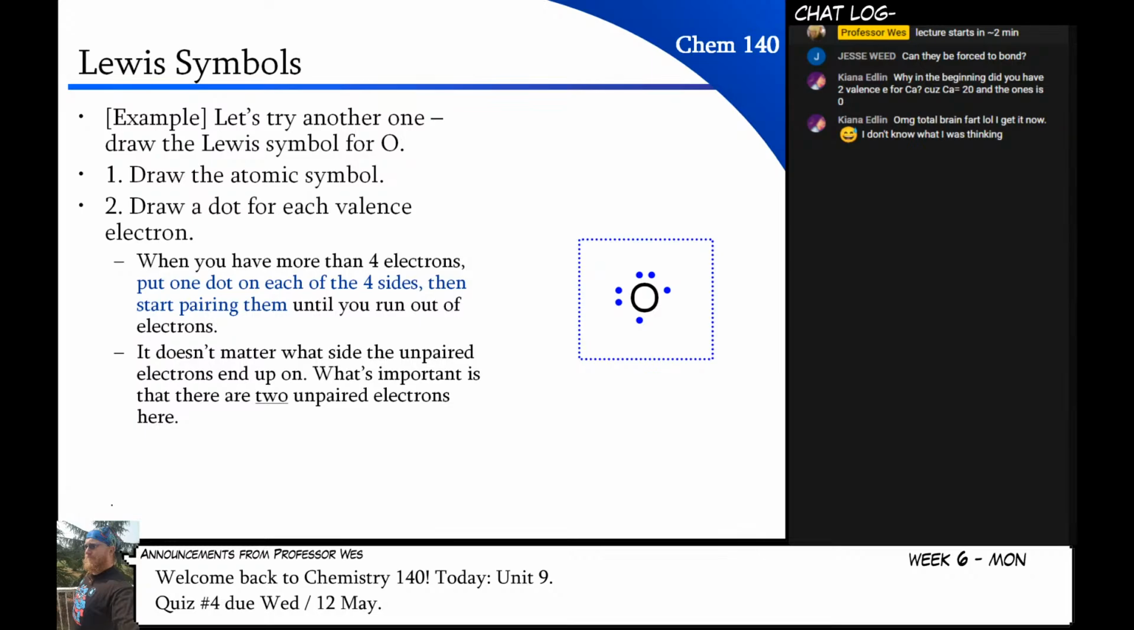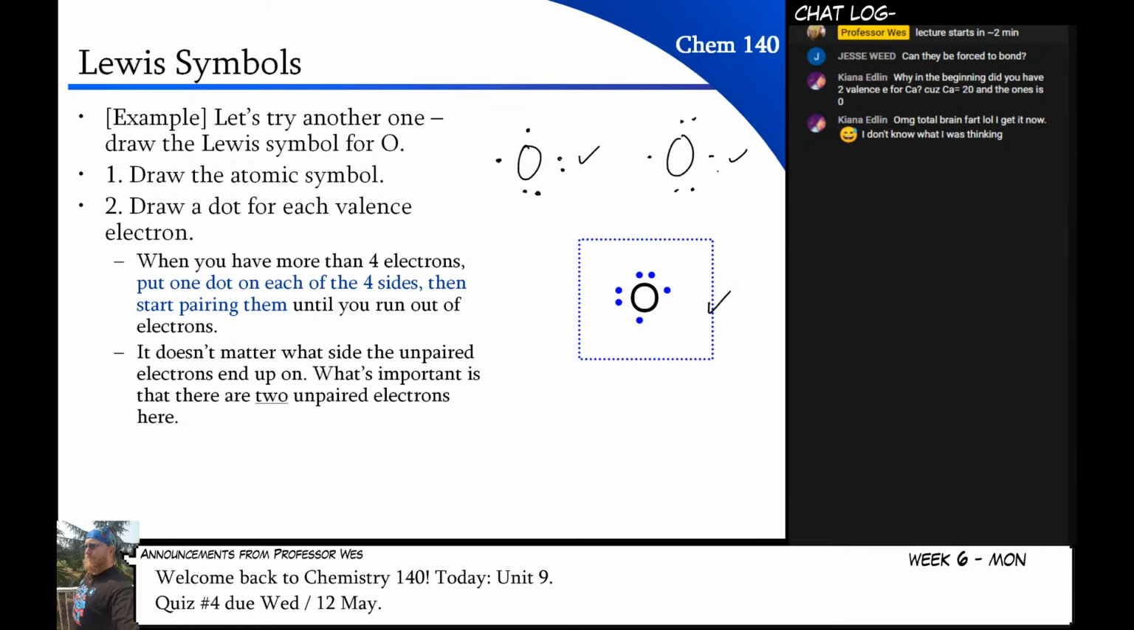So if you have more than 4 valence electrons, do one per side, and then start pairing them until you've put all the dots down. Now, what if you drew your Lewis symbol like this instead? This is different than the one that I drew down here, right? The unpaired ones are going to the left and up, but it doesn't matter. That's correct. In fact, you could put the unpaireds wherever you want to. I could do this. That would be correct.